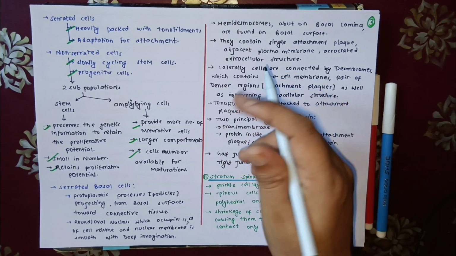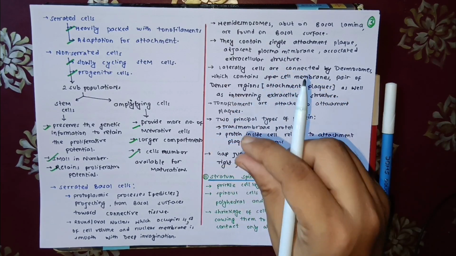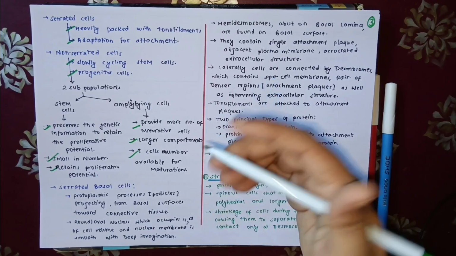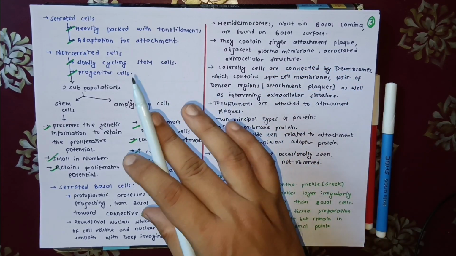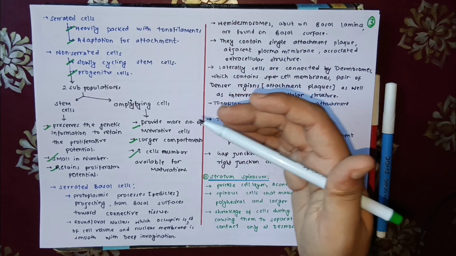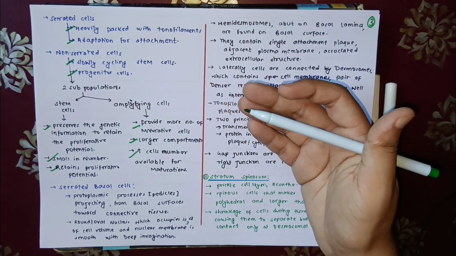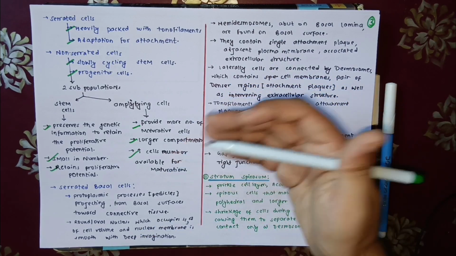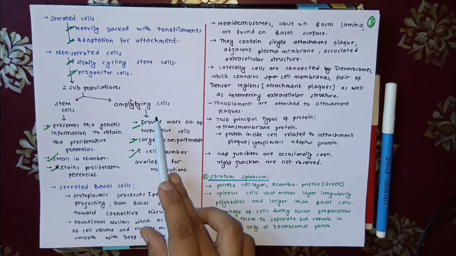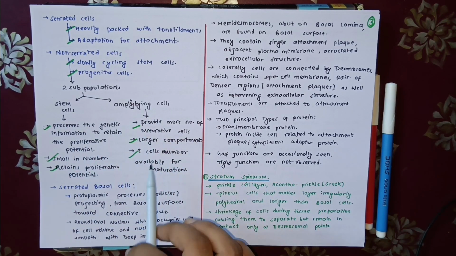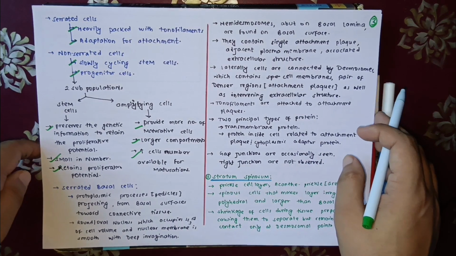They are responsible for preserving the genetic information and retaining the proliferative potential. But the amplifying cells do not preserve the genetic information, and their main function is just to multiply and provide cells to the upper layer. So that is the difference between the stem cell and the amplifying cell. The names also suggest the same function, so you can easily remember that.